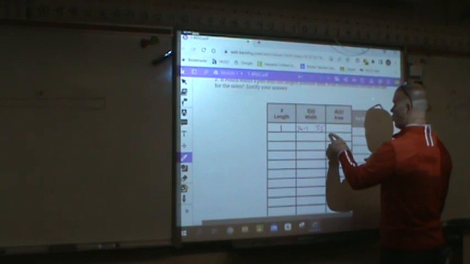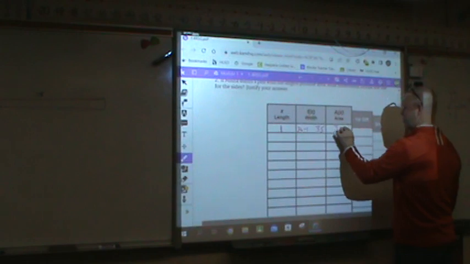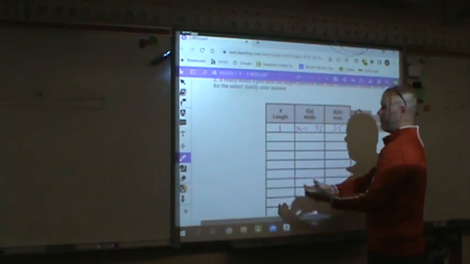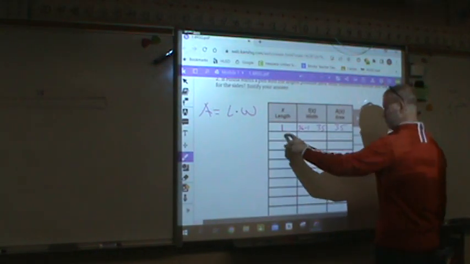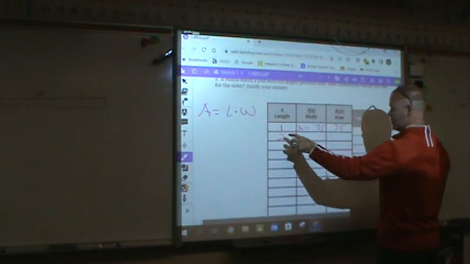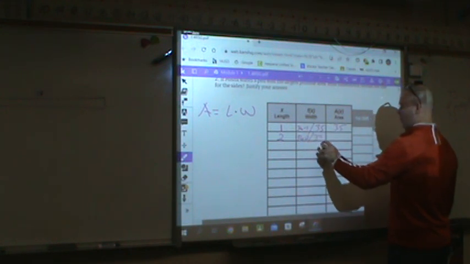36 minus 1. And the overall area is length times width, which is 35. That's just a simple area problem. Remember, area is equal to length times width. Well, if I increase that to 2, that's 36 minus 2, or 34. What's the area?